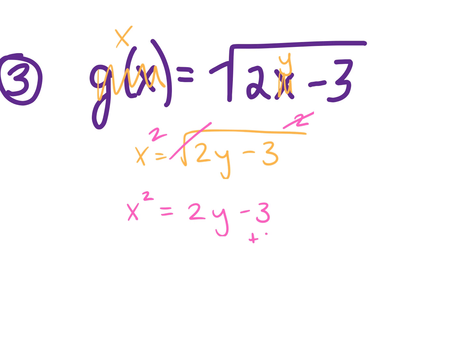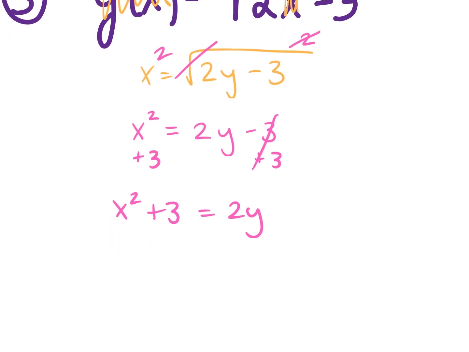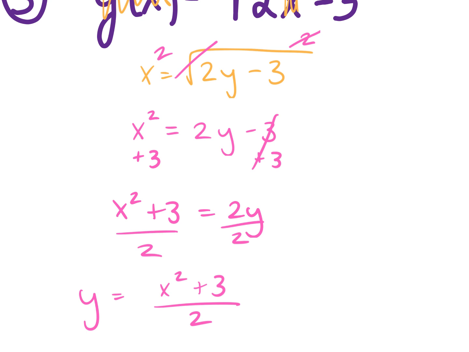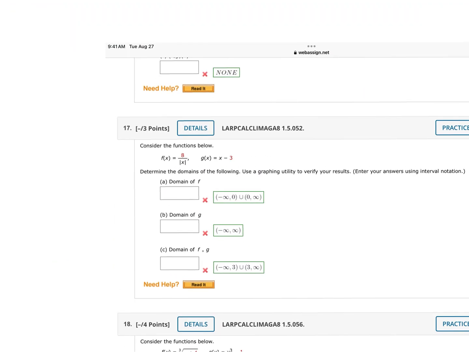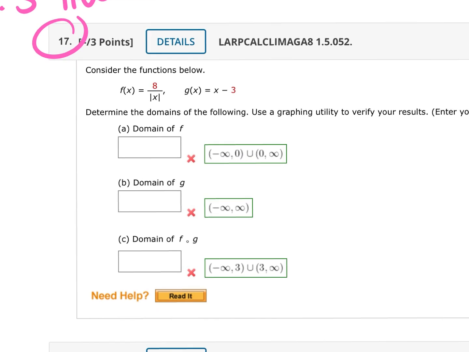Awesome. Next, we want to add 3. So x squared plus 3 is equal to 2y. Then what? Divide by 2. So y is equal to x squared plus 3 over 2. What's the last step? Got to name it. Got to put the little negative 1 on the y. Okay, so this was 1.5 homework number 17. So you guys had different numbers, but same idea.